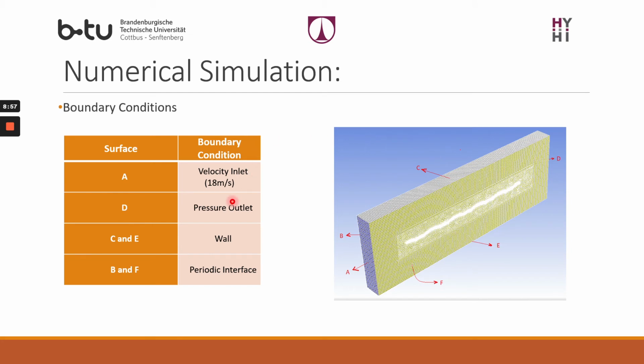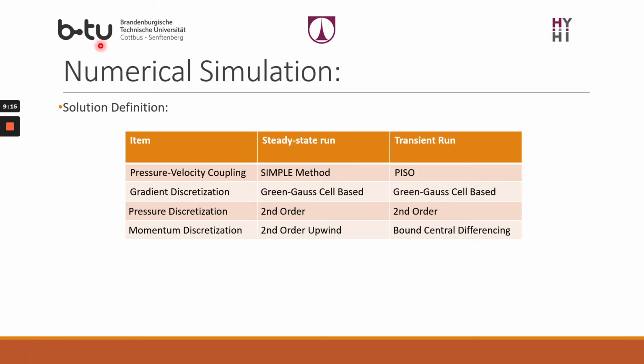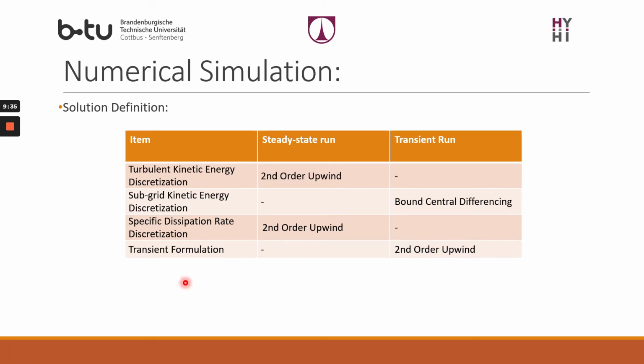Then the boundary conditions were established as shown here, where we had velocity inlet, pressure outlet, and wall conditions at the higher and lower surfaces, while we used a periodic interface at the two sides of the domain. After that, the solution definition was defined, where we used the SIMPLE method for pressure-velocity coupling for the steady-state run, while we used PISO for the transient run. The discretization of all the physical quantities used a second order method. Moreover, the transient formulation also used a second order approach.